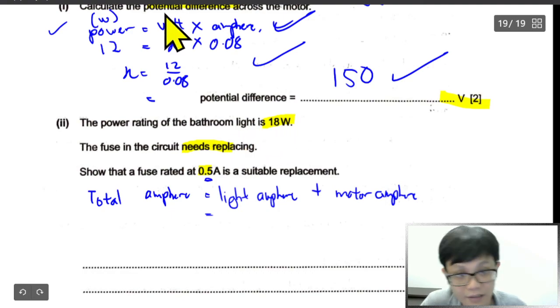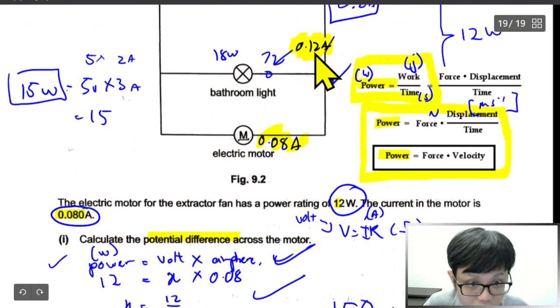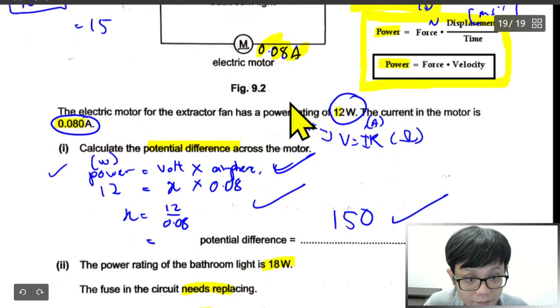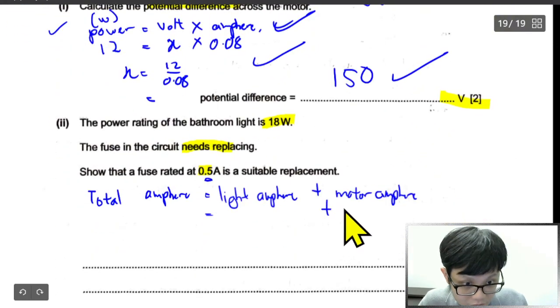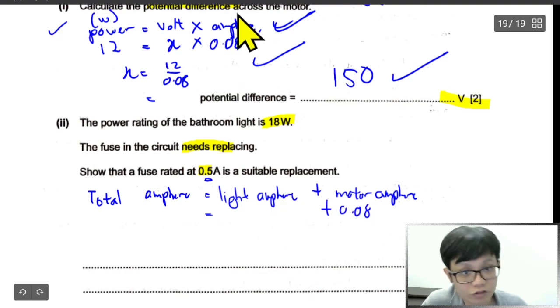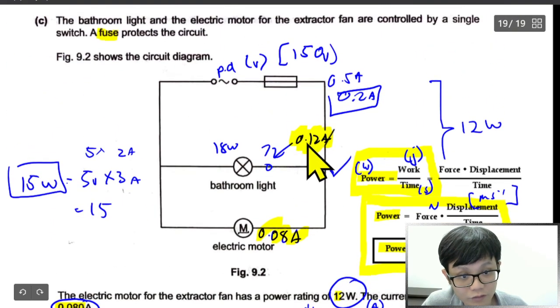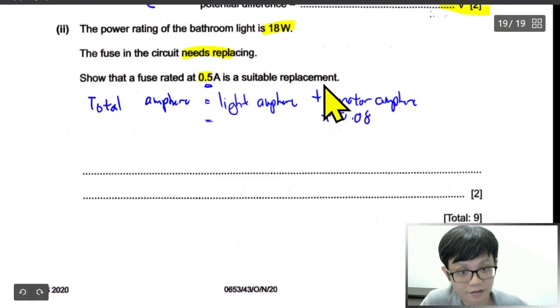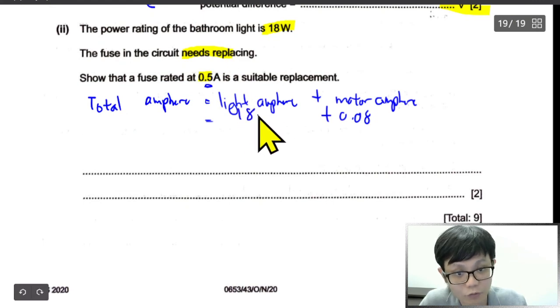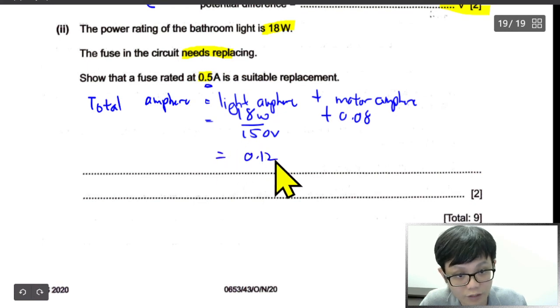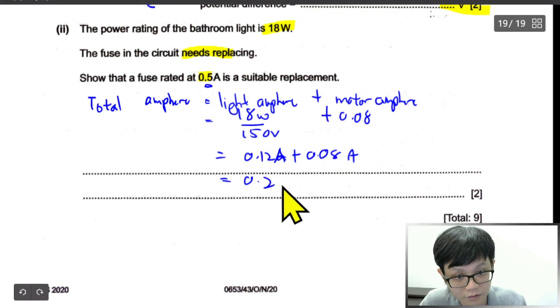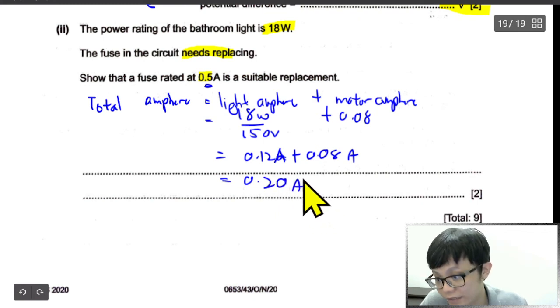So motor ampere is 0.08. Light ampere equals to 0.12, because I use 18 watt divided by 150. Hopefully you get what I mean, 18 watt divided by 150. So I get 0.12 ampere plus 0.08 ampere. So I get 0.20 ampere. So what's the reason?